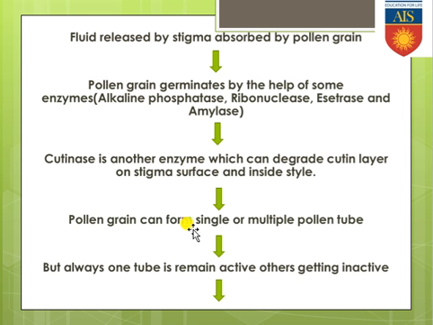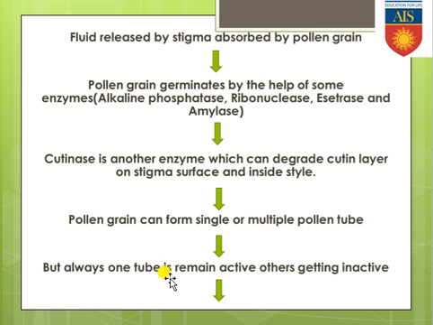Now pollen grain can form single or multiple pollen tubes, because if one pollen grain is accepted, then obviously one pollen tube will be forming. But if multiple pollen grains have been accepted, obviously multiple pollen tubes will be formed, one from every pollen grain.